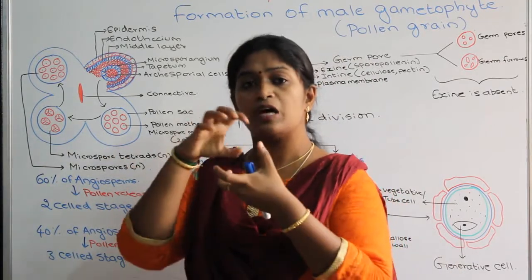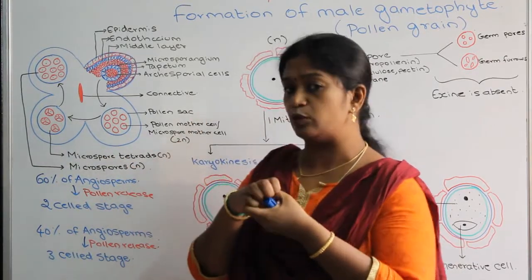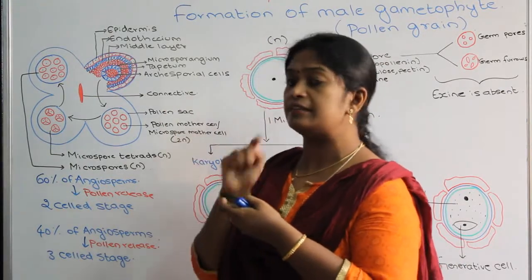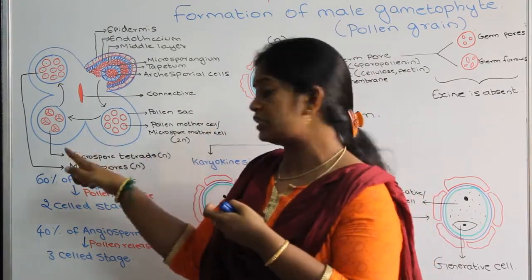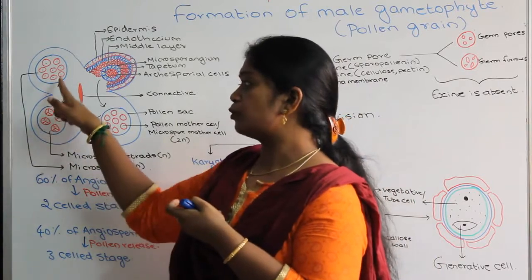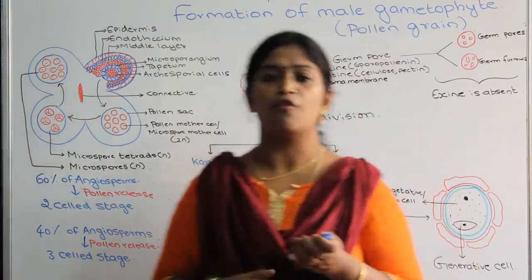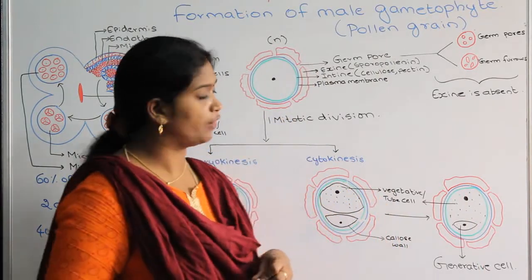The microspores are kept together with the help of the callose thickening. The tapetal cell releases the callase enzyme. This callase enzyme dissolves the callose thickening. Now the microspores are formed individually. Now let's see the formation of the male gametophyte.